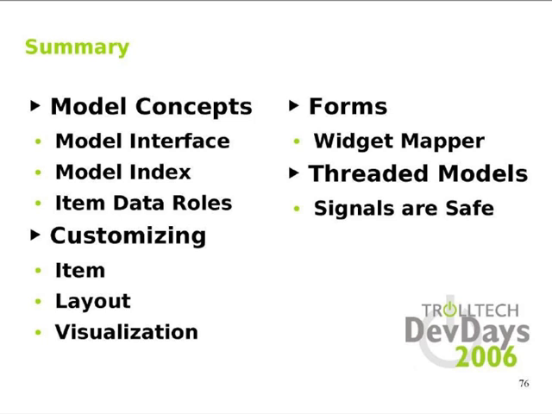Then, for the customization, there are 3 approaches for customizing the views. You have the per item customization, where you re-implement the item delegate. You have the customized layout, where you re-implement the view. And finally, you have the customized visualization, where you also may or may not choose to re-implement the view. You can also just have a QWidget subclass and use the model interface. Then we have the forms, one of the cool features of 4.2. And finally, threaded models. Models are safe. Use them.